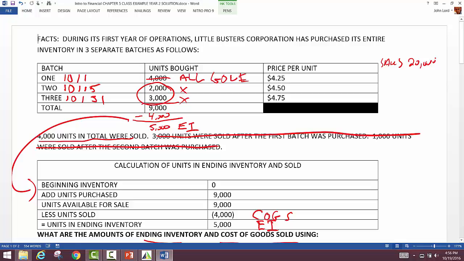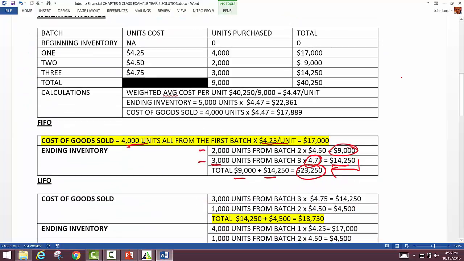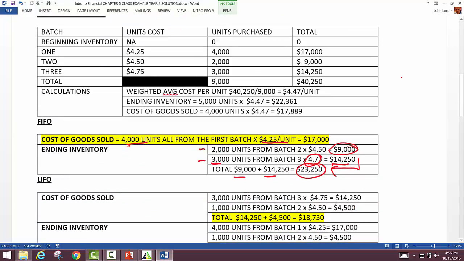Right? And my cost of goods sold, which I already know from looking down here, under FIFO anyway, maybe I should be writing that next to FIFO, but I know that I just calculated my cost of goods sold to be $23,250, didn't I? Oh, I'm sorry. Thank you. Yes. My cost of goods sold, I just costed it at $17,000, didn't I?